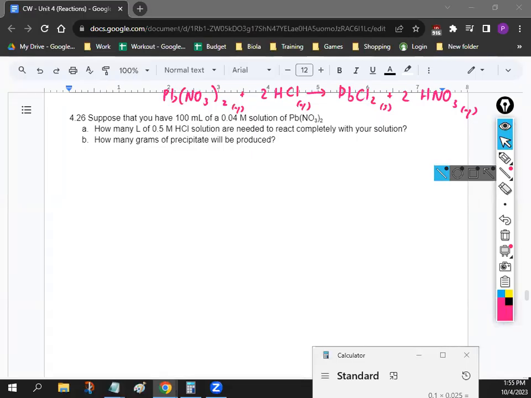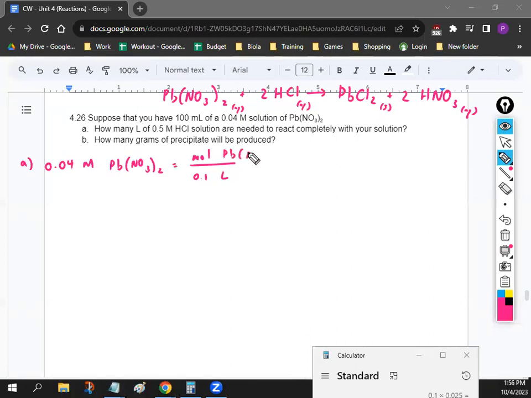All right, so we got the equation already. Now, we're going to take the numbers that we have and solve part A. Part A is asking for liters of HCl solution. If you notice, our starting values are 0.04 molarity of the lead nitrate, and you have 100 milliliters of it. That's going to be 0.1 liters. That's going to allow us to find moles of PbNO3. Everybody good with that setup so far?